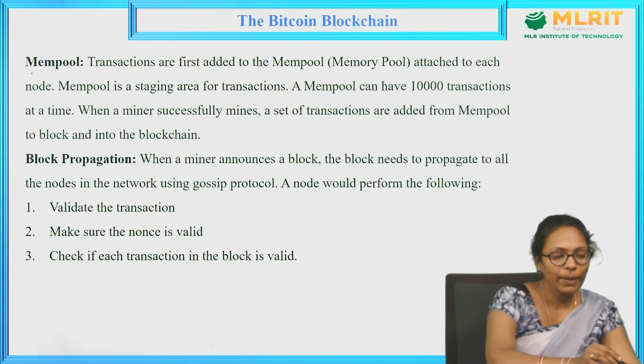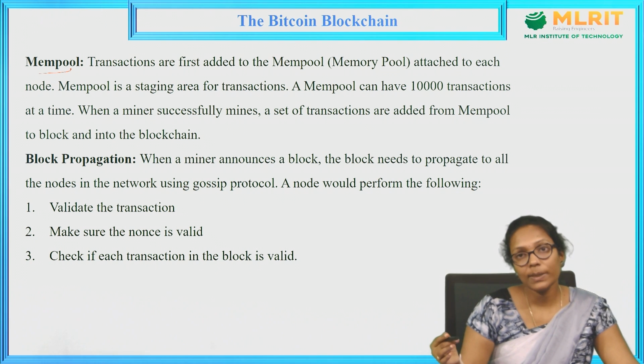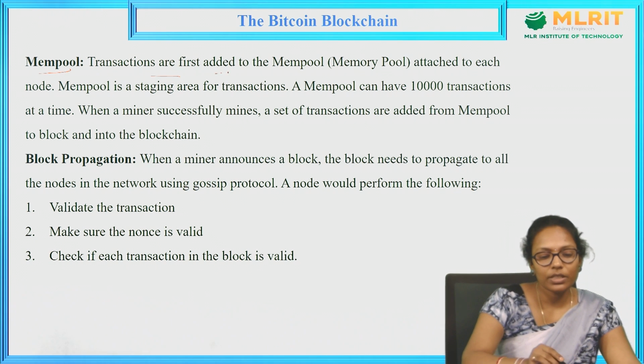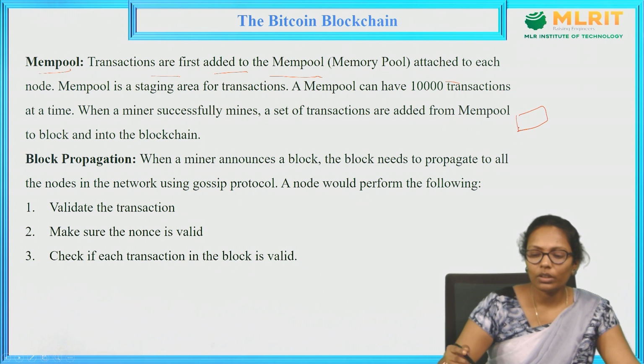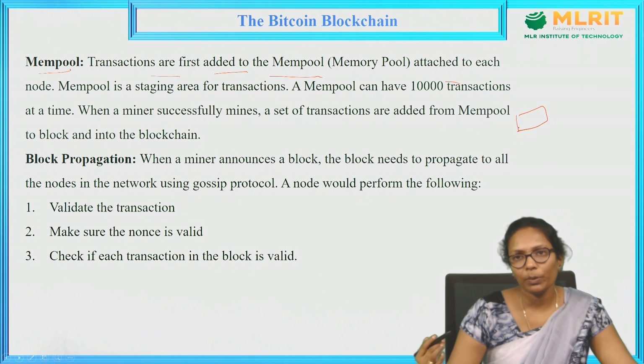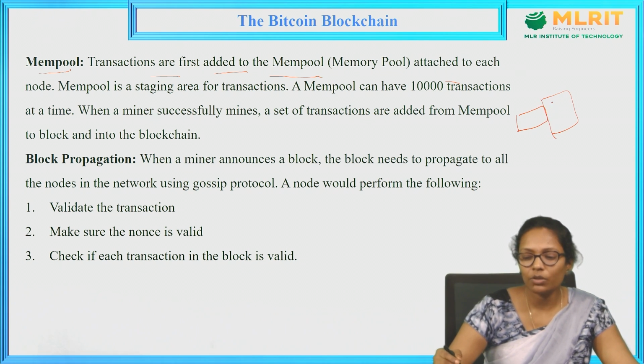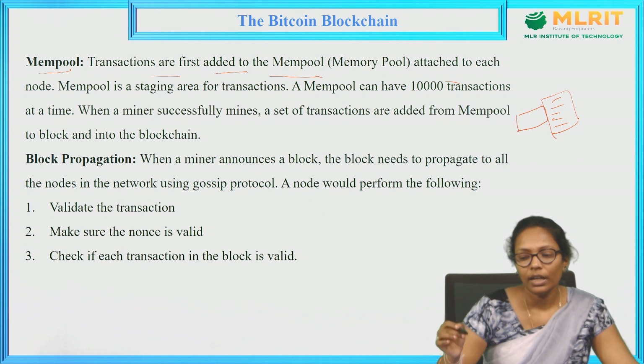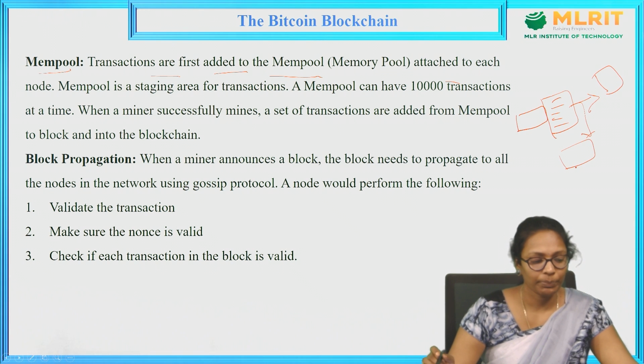So next is the mempool, also called the memory pool. Transactions are first added to the memory pool attached to each node. Each node may propose some transactions. I want to propose some transactions, and some other person may propose other transactions. So the transactions I want to propose, I will place in the mempool. Then whenever I want to raise a transaction, it will be raised and validated. After validation, those transactions will be added to your node. So that's the process.